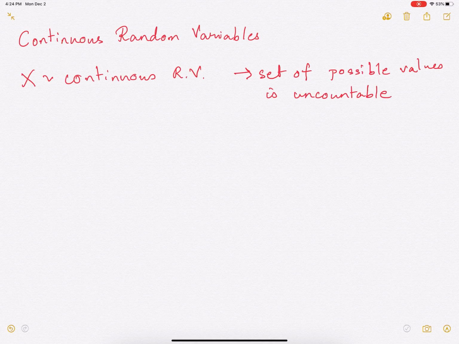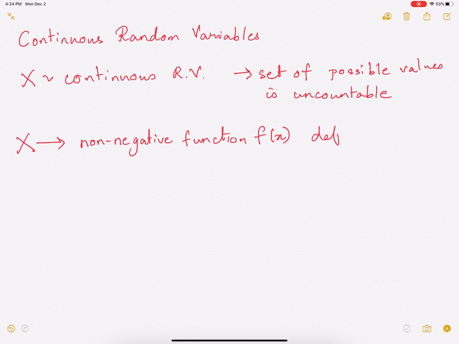And for a continuous random variable, there has to exist a non-negative function fx. That's what is necessary for a continuous random variable. A non-negative function fx, which is defined for all real x, an element of negative infinity to positive infinity.